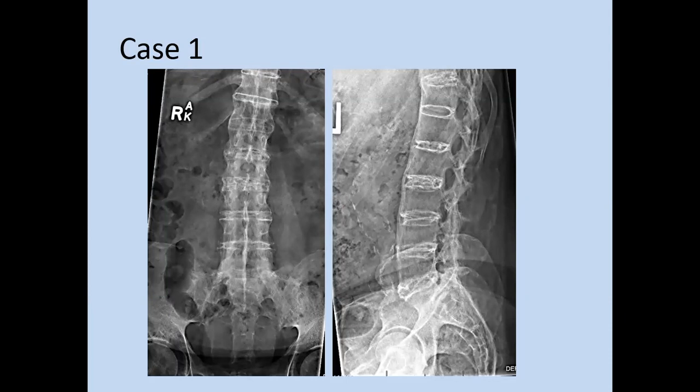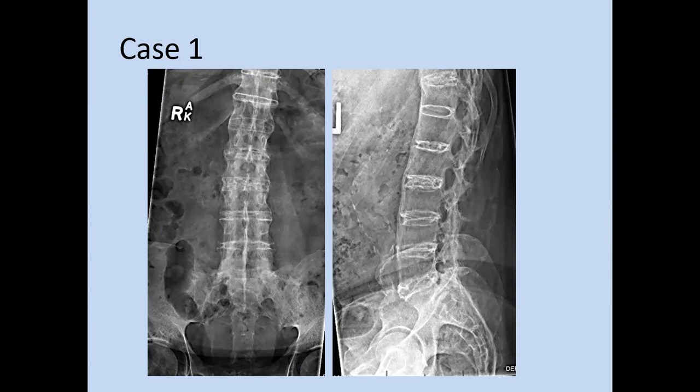AP and lateral X-ray of the lumbar spine showing calcification, showing syndesmophytes through the whole spine, and also fine calcifications of the anterior longitudinal ligament and the interspinous ligament, collectively showing the signs of bamboo spine and the dagger sign.